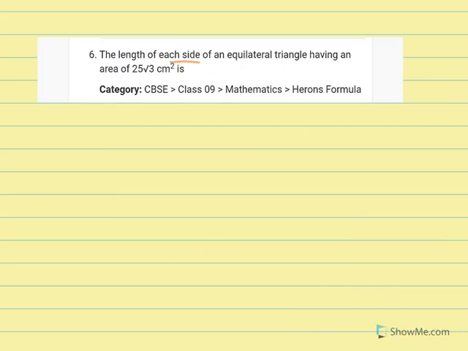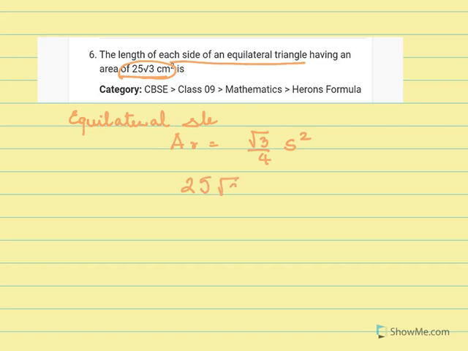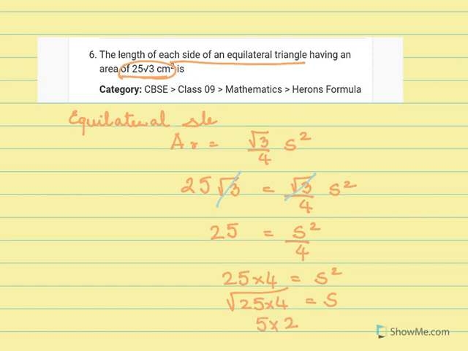If each side of an equilateral triangle having area 25 root 3. So again, here we are dealing with an equilateral triangle. And in equilateral triangle, we know the area is given as root 3 by 4 side square. The area here is given as 25 root 3. So 25 root 3 equal to root 3 by 4 side square. Here we cancel root 3 on either sides. So now we are dealt with 25 equal to side square over 4. Cross multiply, 25 into 4 equal to side square, under root of 25 into 4 equal to s. So 5 into 2 equal to the side, 10 is the side of this equilateral triangle.